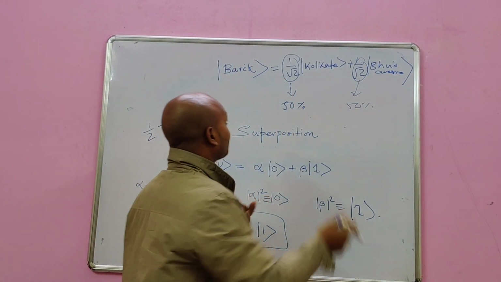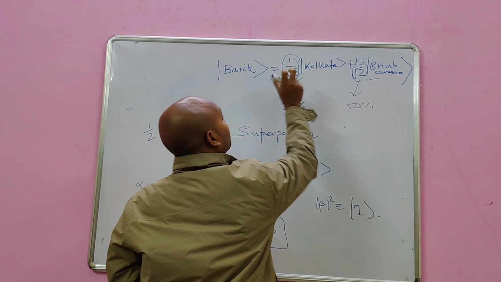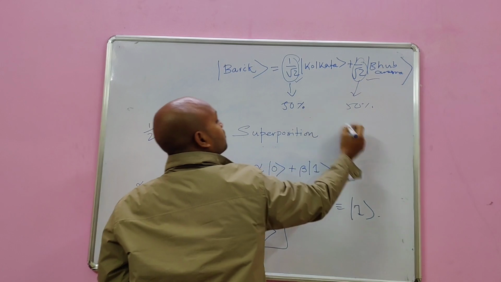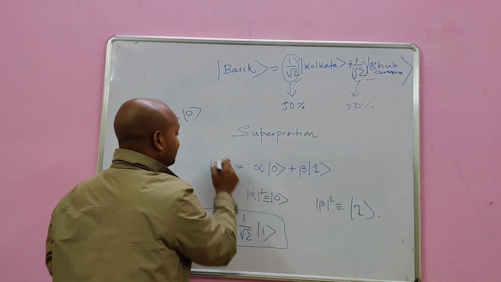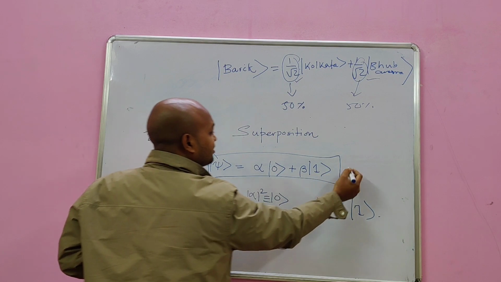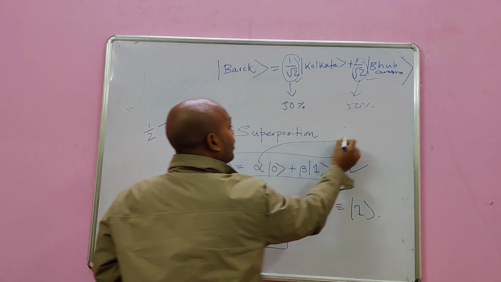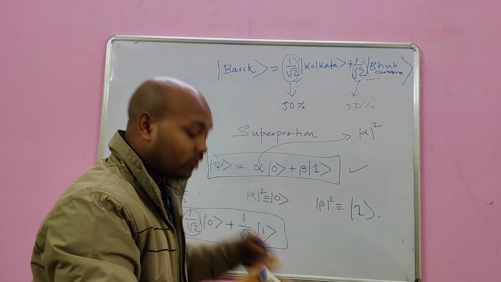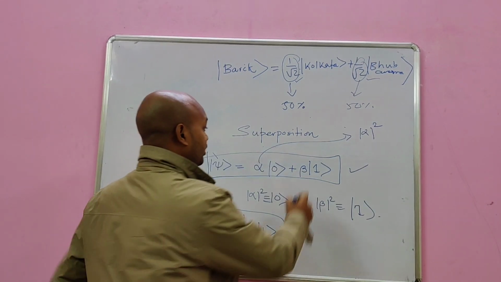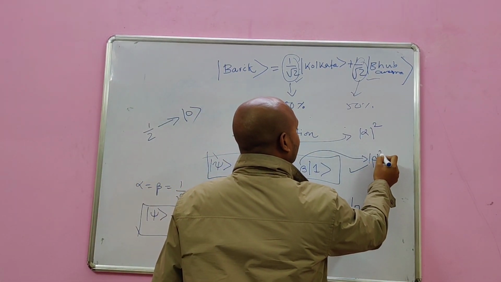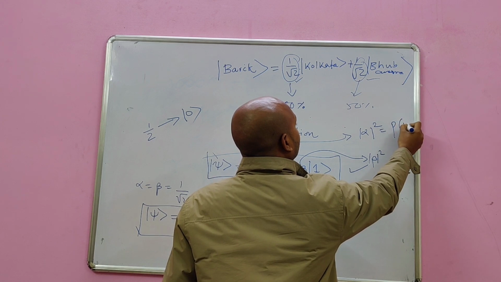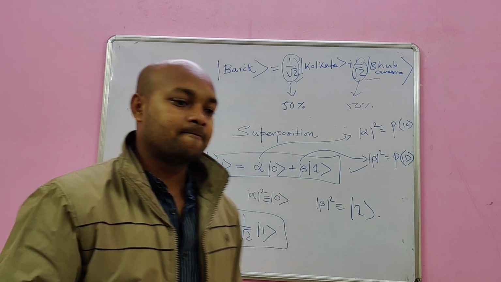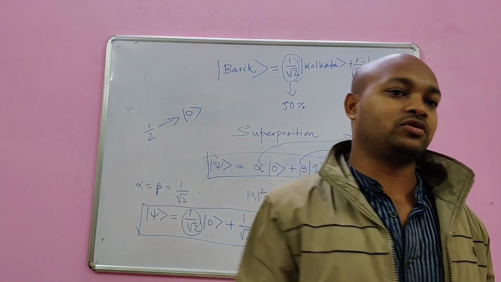And this factor here denotes the probability of being here, the modulus square of this factor. So we can see this generalized example. Alpha's mod square here says what is the probability of being in 0, and beta mod square here says what is the probability of being in state 1. Yeah, and that's superposition. Any questions?